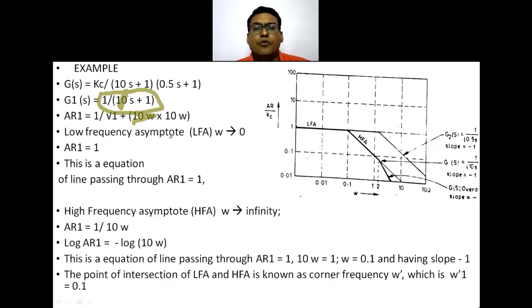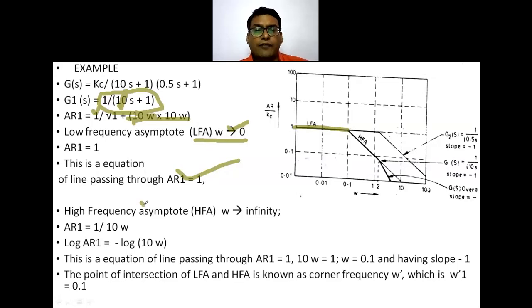Now for the low frequency asymptote, omega tends towards 0. So this value becomes negligible, and the amplitude ratio comes as 1. So this is the equation of the line passing through amplitude ratio equal to 1. So I am going to plot a straight line where the amplitude ratio is 1.